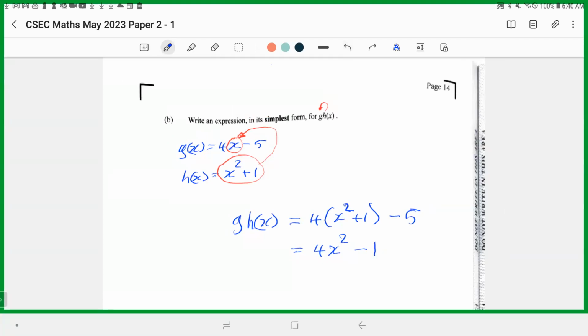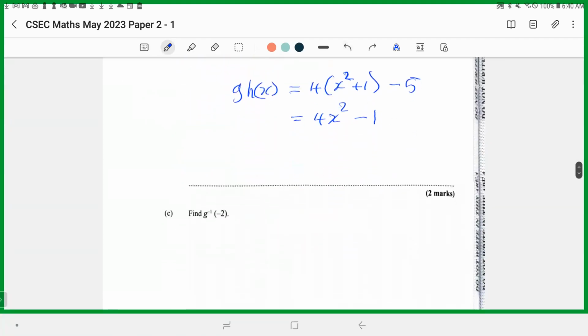All right. Let's continue. Next here, we want us to find g to the minus 1 of minus 2. So naturally, what persons would do for this, they would calculate g to the minus 1 of x first.